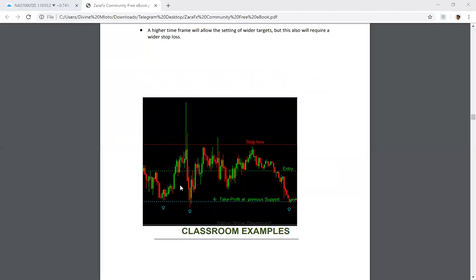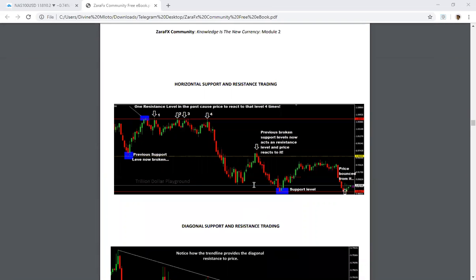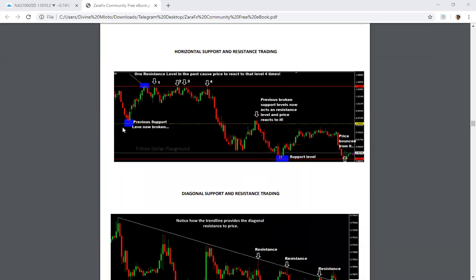Here's a few classroom examples. You see here, take profit above the high, and then your take profit would be here, previous support, and that would be it, you'd be done. Okay, here's a few examples. We have resistance, resistance, resistance, right? Let's take you into a sell. You'd sell maybe below once it breaks this low. Your stop loss would be above these highs. The take profit would be at this resistance.